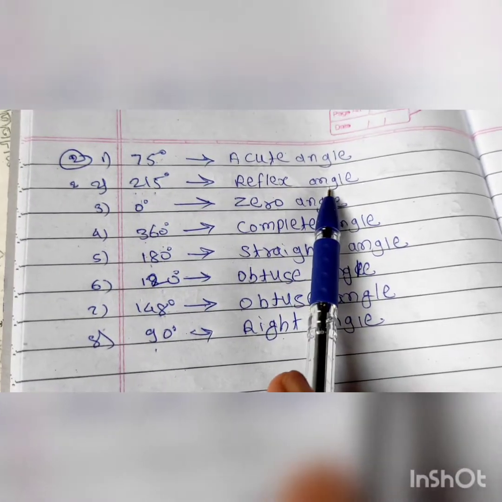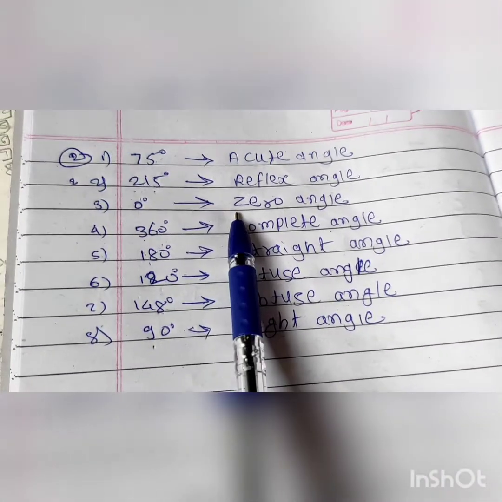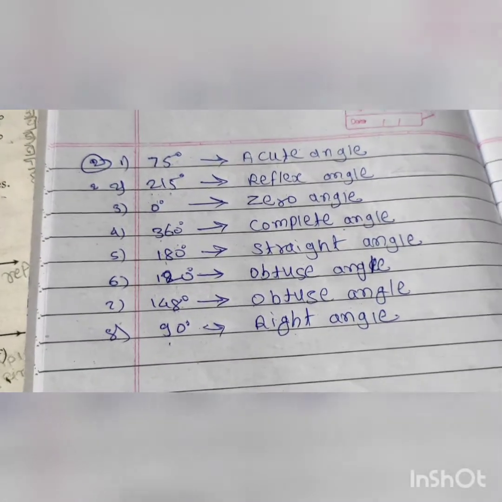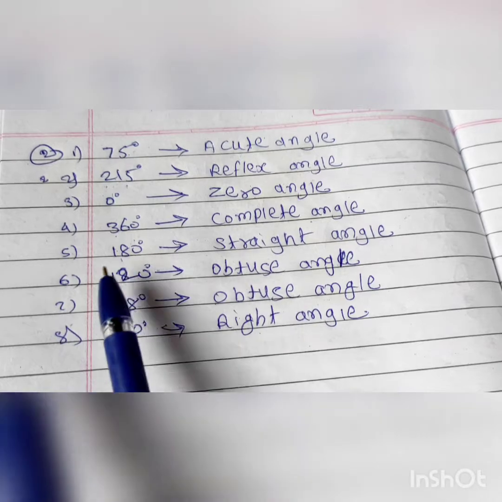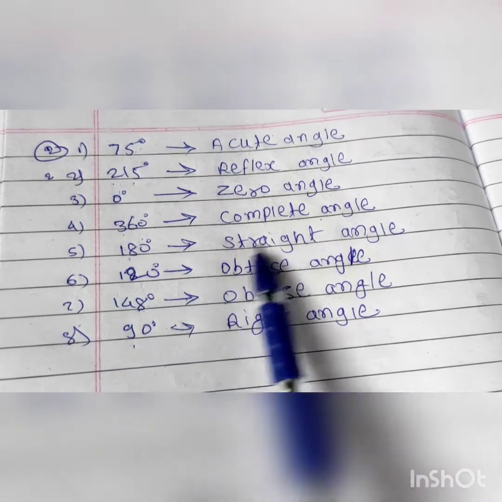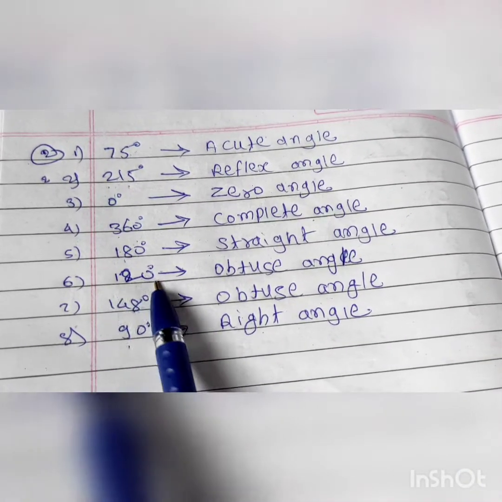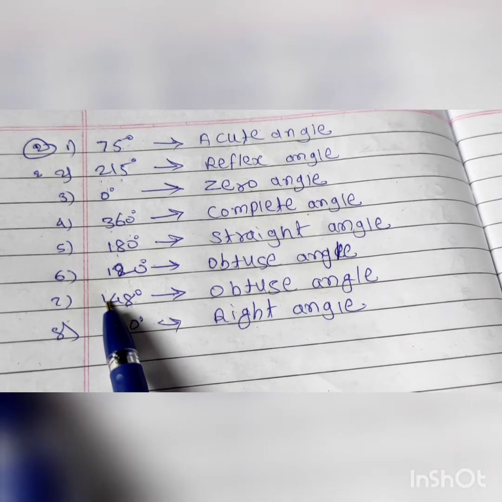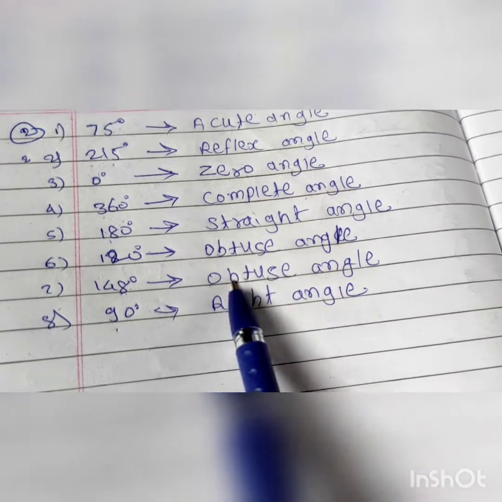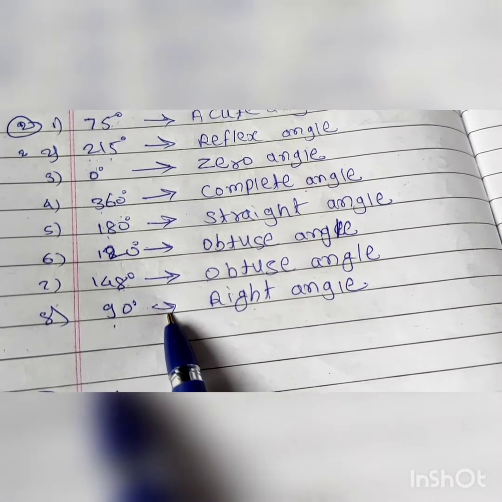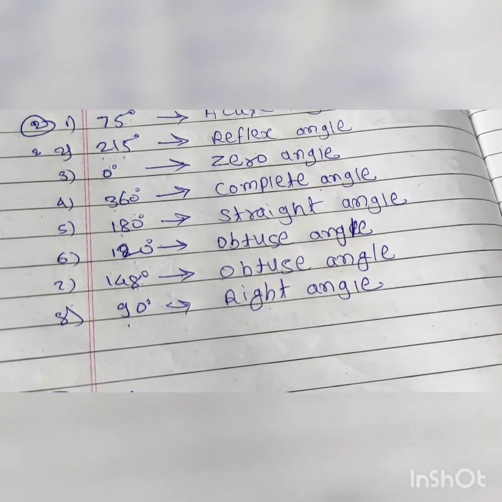215 degree is reflex angle. 0 degree is zero angle. 360 degree measurement, this angle is complete angle. 180 degree, this angle is straight angle. 120 degree, this angle is obtuse angle. 148 degrees, this is obtuse angle. And 90 degree, this is right angle. Okay.